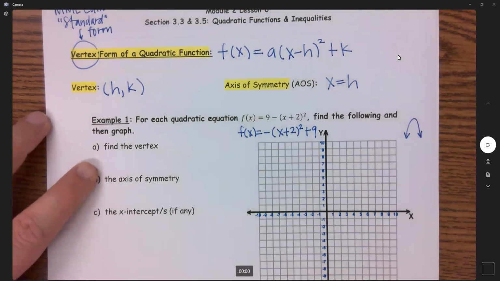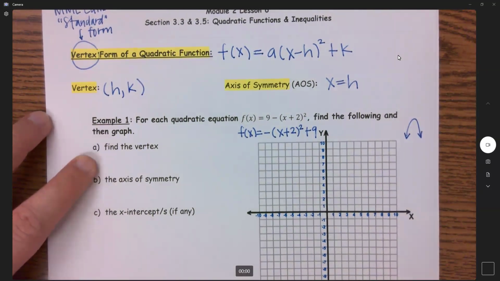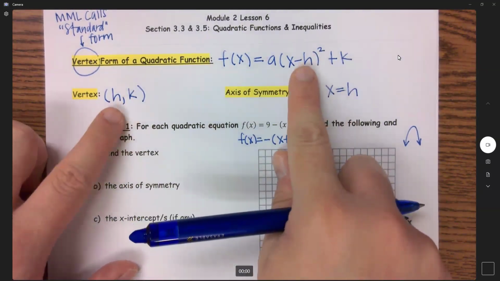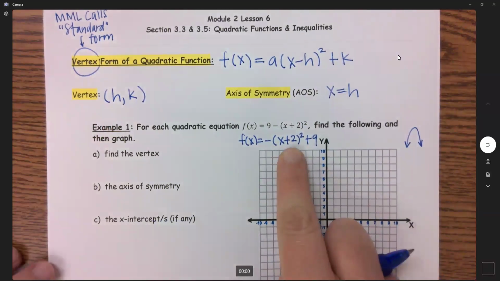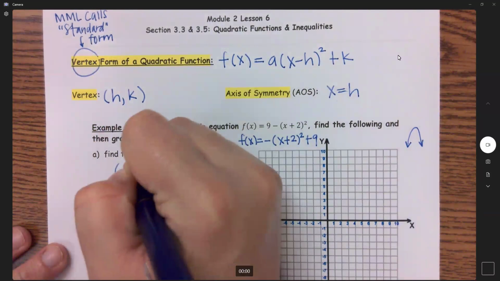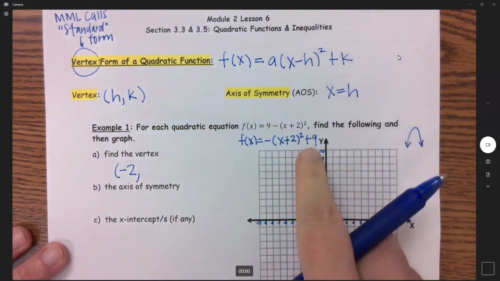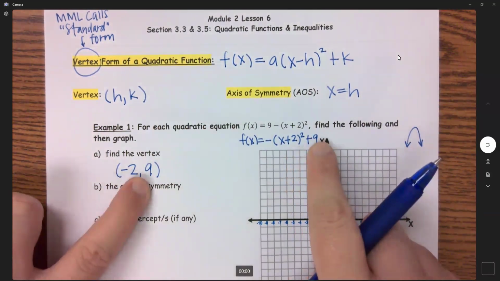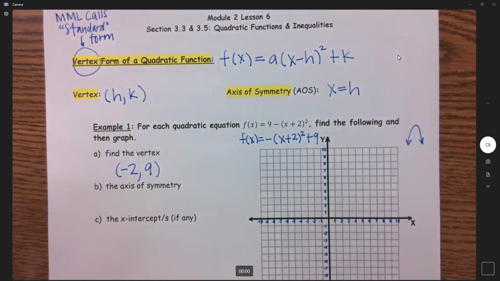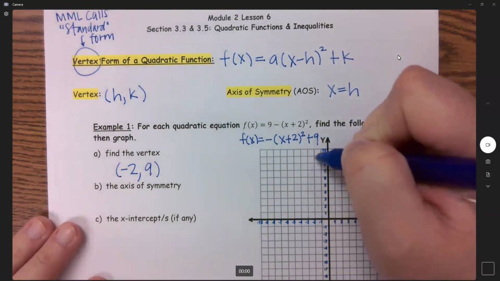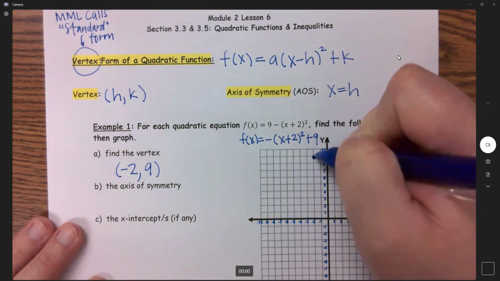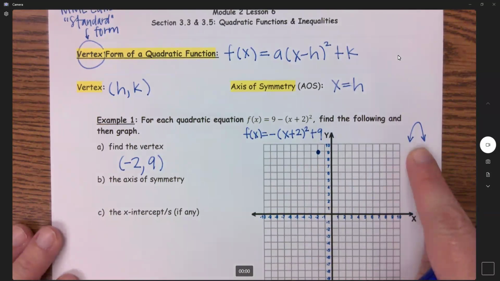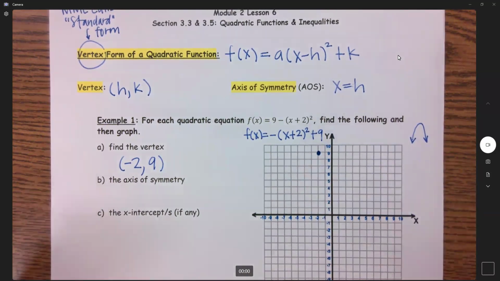Now, the first thing it asks is for the vertex. So my vertex is h, comma k, inside opposite, outside same. So this plus 2 is a negative 2. And then positive 9 is a positive 9. Inside opposite, outside same. So then the axis, let's actually just go ahead and plot that. So negative 2, 9 up here. And so it's not concerning that the vertex is so high because we know it's concave down. We know this is the highest point. So that kind of makes sense.